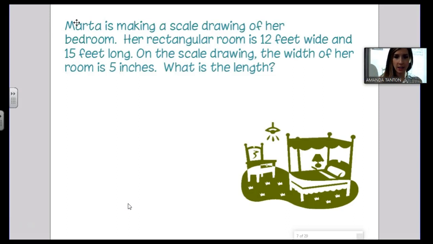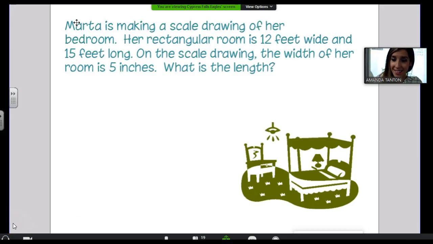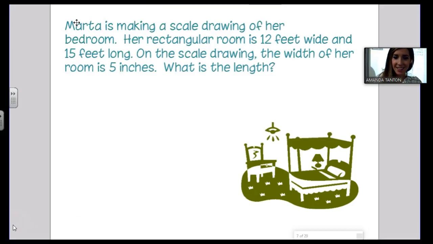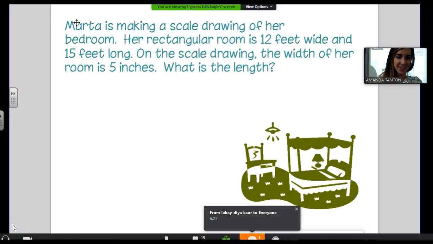What is the length? What do we want to do here? How do we quickly solve this problem? Draw a picture? No, we don't need a picture. Ratios. Set up a proportion. A proportion is made up of ratios.